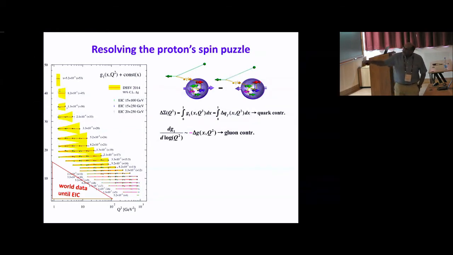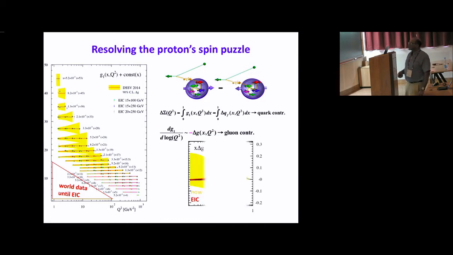Now, here's the world data until the EIC turns on. Very, very little. And here's all the additional data that the EIC will provide in x and Q squared. The yellow represents our understanding of using Altarelli-Parisi, or DGLAP, to extrapolate into these regions. As you see, if you take this data and use DGLAP to extrapolate, the uncertainties grow. When you go to small x and small Q squared, your uncertainties just explode. So what the EIC will do is actually provide you data in all these ranges, so those bands will just shrink. And here's a dramatic illustration of this.